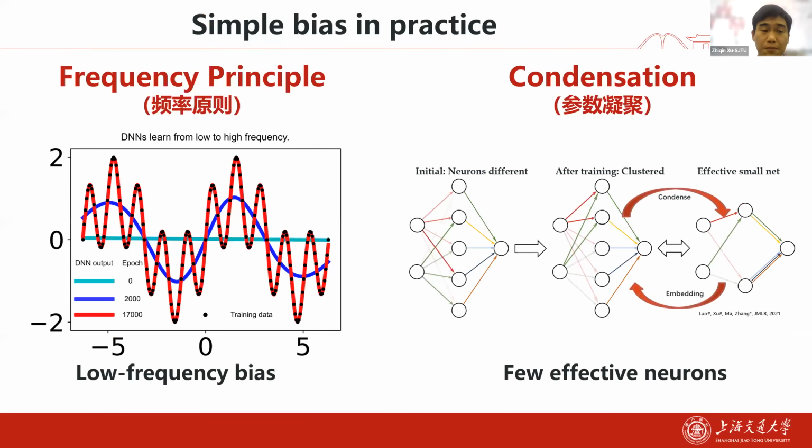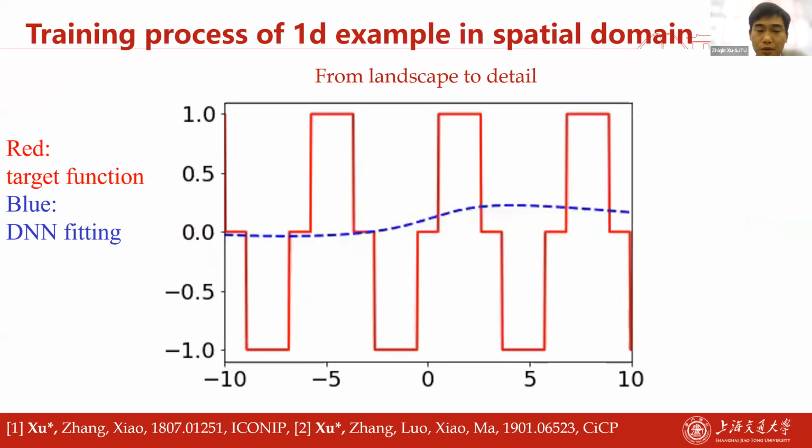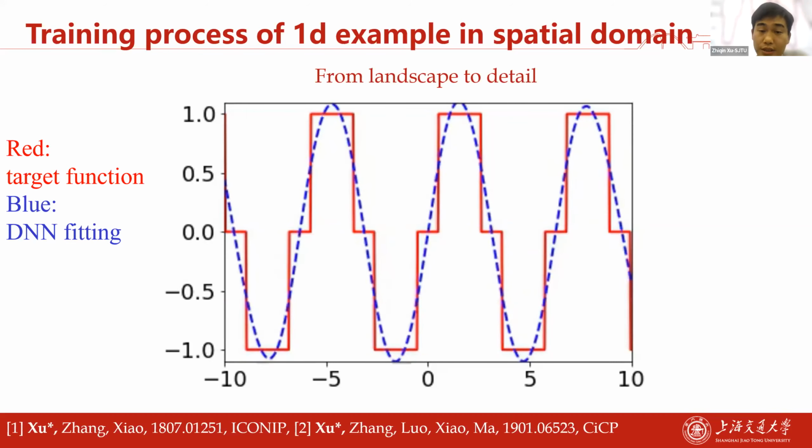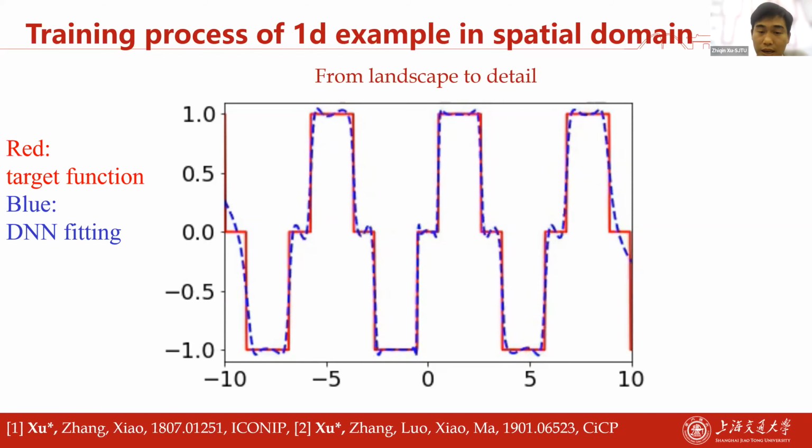In this talk, I will briefly mention the frequency principle as an example, and mainly focus on condensation. For the frequency principle, we use an example. This red curve is our target function, and we want to use our neural network to learn it. This will be a film, and each iteration will be a frame. After some iterations, the neural network captures the landscape of this target function. After some more steps, it starts to capture high frequencies, or this oscillation.